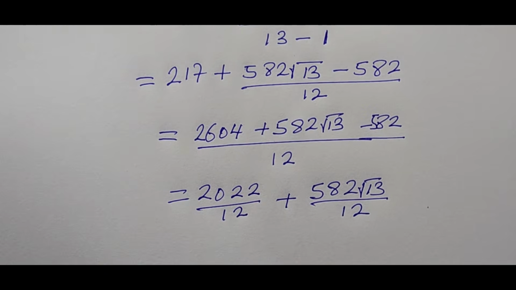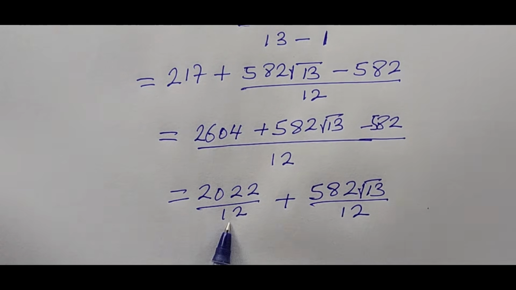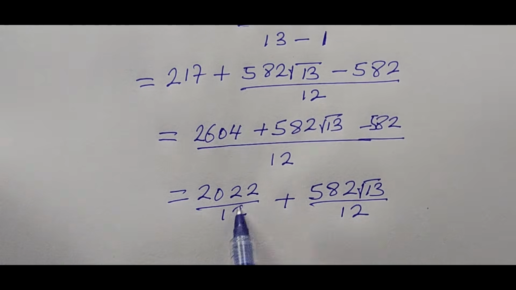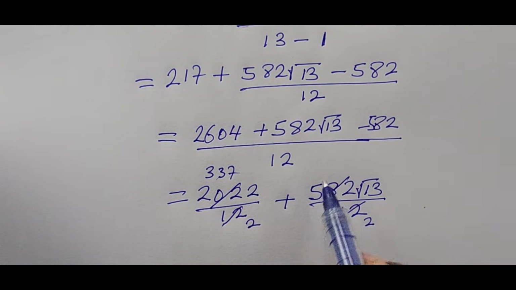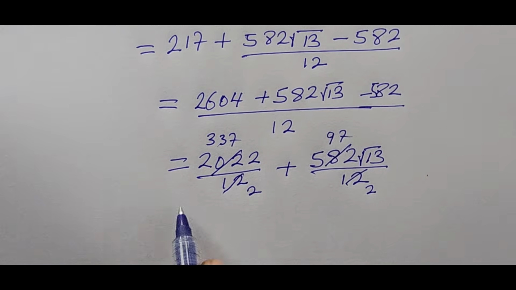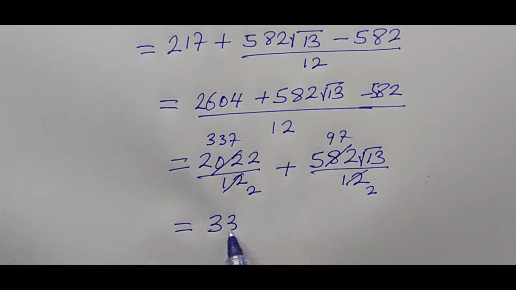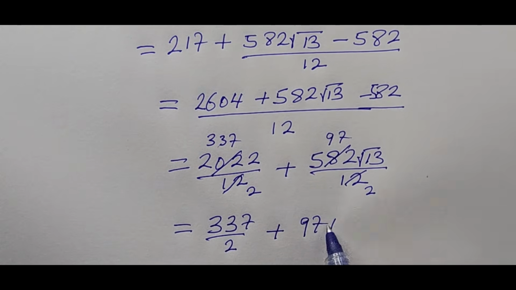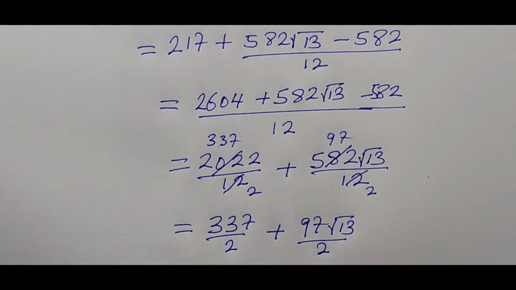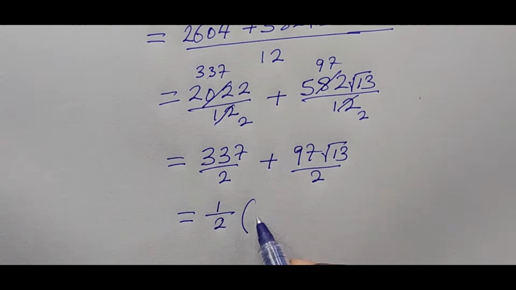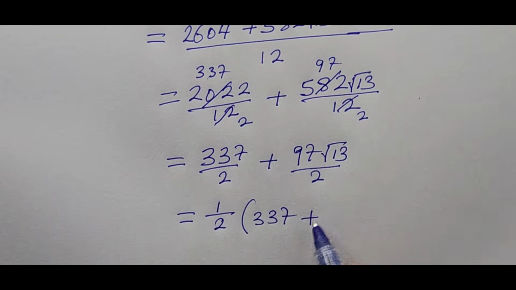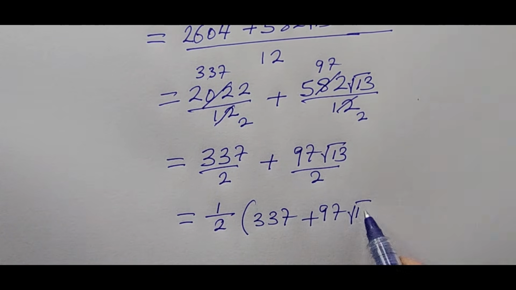So we can divide down, right? 6 can go into this, and 6 can go into this. So 6 here will give us 2, and 6 here will give us 337. 6 here, 2, 6 here, give us 97. So therefore, we now have 337 all over 2 there plus 97 root 13 all over 2. Presenting our answer, we will have 1 all over 2 bracket 337 plus 97 root 13 close bracket.